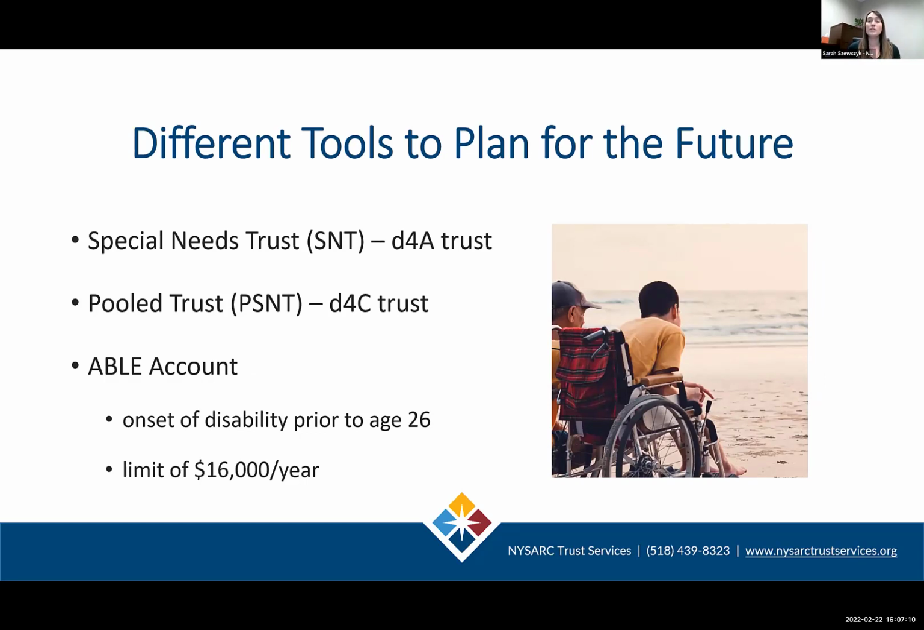Now, there are a couple of different tools when planning for the future of a loved one that you can use in order to protect their eligibility for benefits. Special needs trust is primarily what people use. It's been around a long time. A standalone special needs trust. These are allowable under federal and state law, and they're designed for people with disabilities so that they can protect income and assets while maintaining their financial eligibility for those means-tested government benefits.